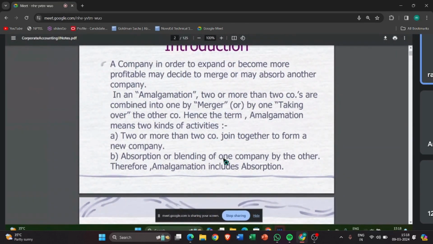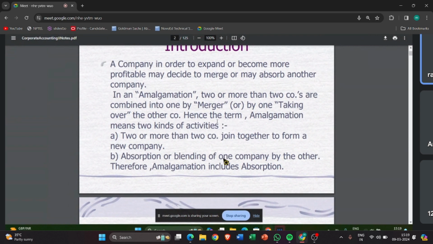So when two or more companies are combined together into one, either by merger or by purchase, then it is called an amalgamation. So the meaning itself says there are two types of amalgamation. One is amalgamation in the nature of merger, wherein two or more companies merge together. They combine their assets and their liabilities. They bring together their capital and form one big company.